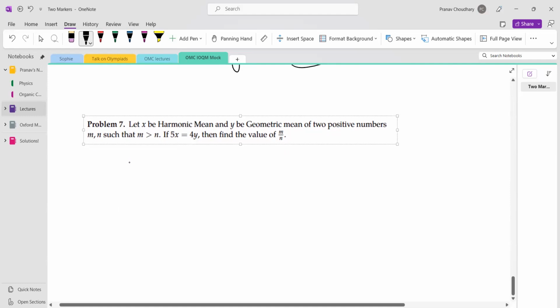Let x be the harmonic mean and y be the geometric mean of two positive numbers m, n, such that m is greater than n, and we are given a relation between them. We have to find m by n. Instead of m and n, I'll use a and b because that is more handy.